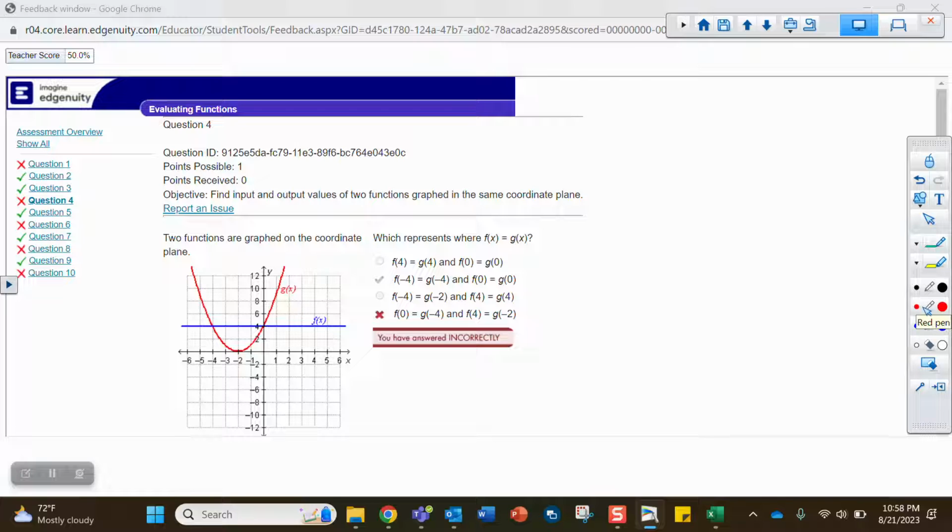Question 4 says, two functions are graphed on the coordinate plane, which represents where f of x equals g of x. So this is where the two graphs intersect, and it happens at two spots. It happens here, and it happens here.